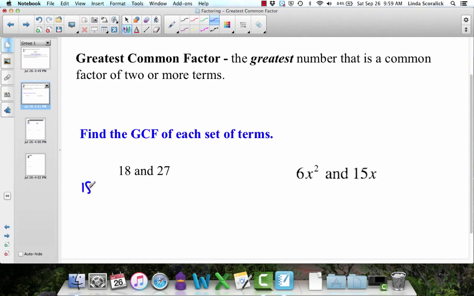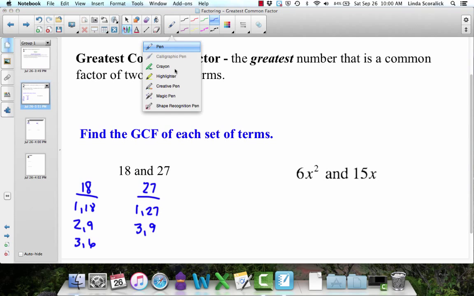Let's list the factors of 18. We know that 18 is 1 times 18, 2 times 9, and 3 times 6. The numbers 4 and 5 don't go into 18. We look at the number 27. That's 1 times 27. 2 doesn't go in, but 3 does. 4, 5, 6, 7, and 8 do not go into 27.